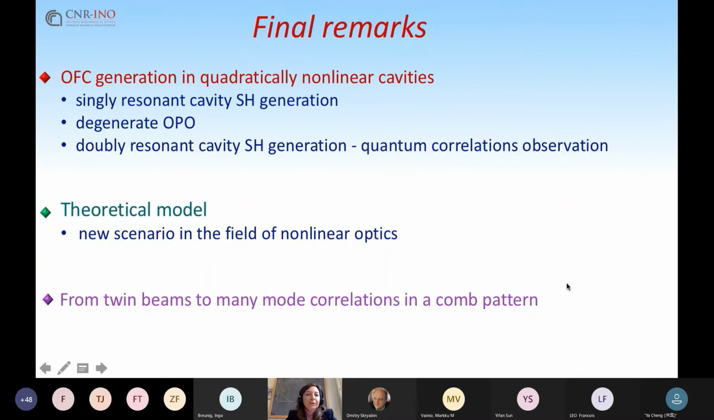I have also given you a brief introduction to the theoretical model that will be described in detail by Professor Wabnitz. We are now working because we want to observe many-mode correlation. The twin beams correlation that we have observed is just a prelude, and we hope to observe many-mode correlation in a comb pattern soon.